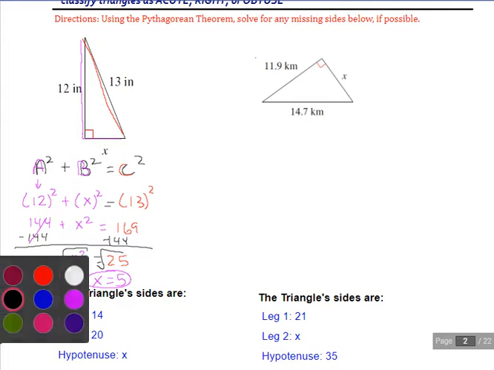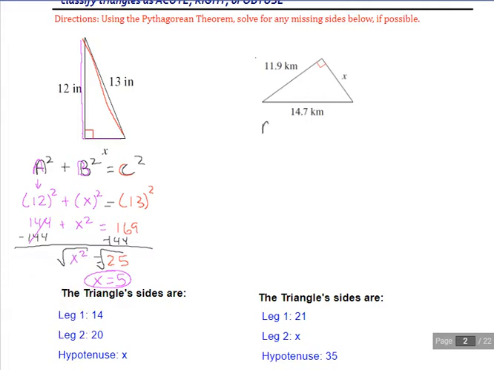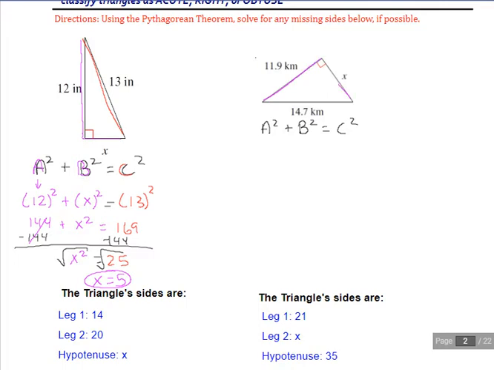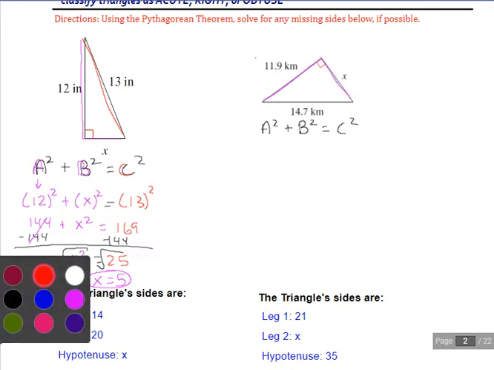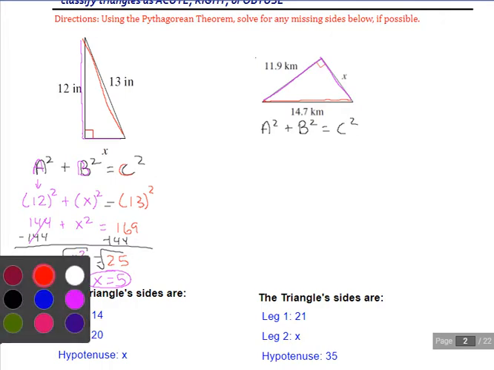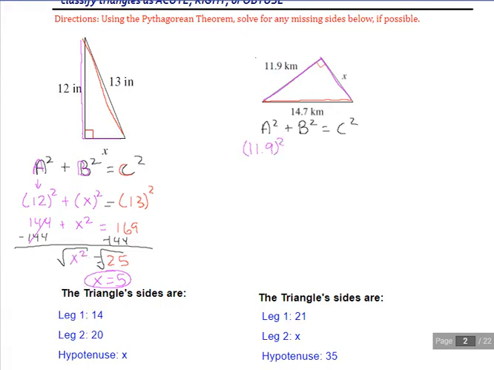Okay. So we're going to repeat this process about 7 more times. So we have a right triangle. We have two of the three sides. So a squared and b squared have to be the two sides that are touching, or adjacent to, the right angle. And again, c has to be the side that's going to be across or opposite the right angle. And so for a and b, we can substitute 11.9 and then x. That's going to be equal to c squared, which is 14.7 squared.